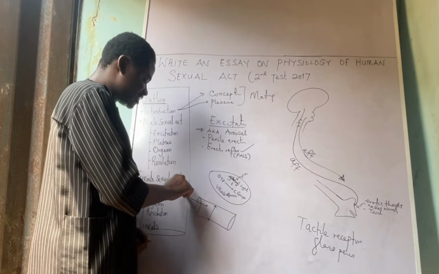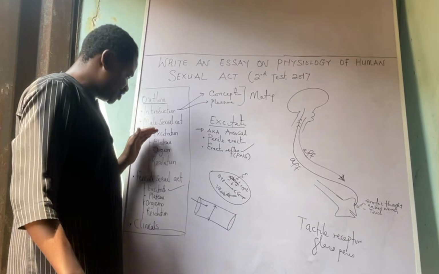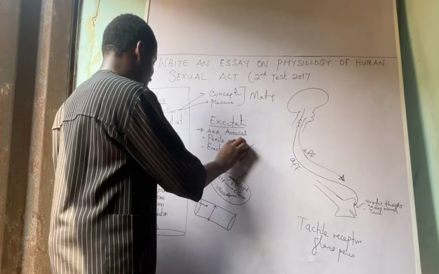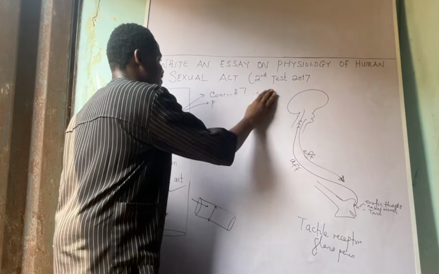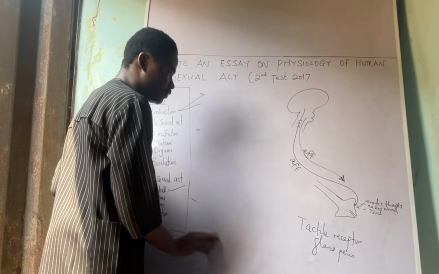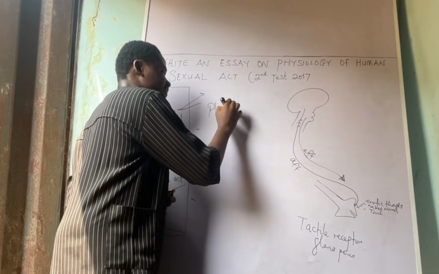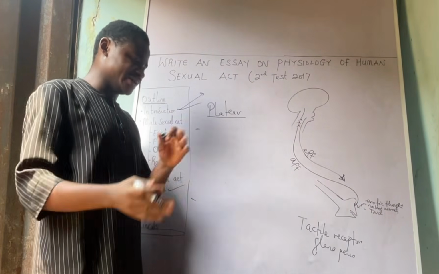Now, for the female's excitation, for easier understanding, let me explain just that of the males, and then I'll explain that of the females at the end. Now, for the male plateau, you first start by defining what plateau is. What is plateau? Plateau means the phase between erection and ejaculation.